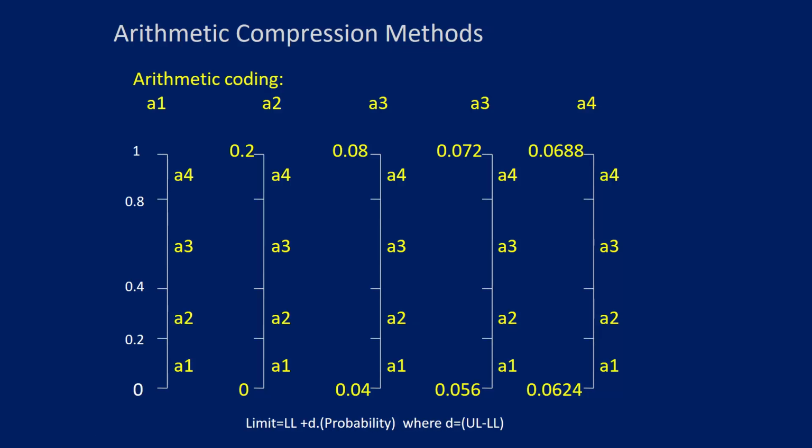With the help of this example, I am going to explain how arithmetic coding works. On the y-axis, we represent the cumulative probability density, and A1, A2, A3 and A4 are the symbols. Now we are going to expand A1. The A1 lower limit is 0 and the upper limit is 0.2.